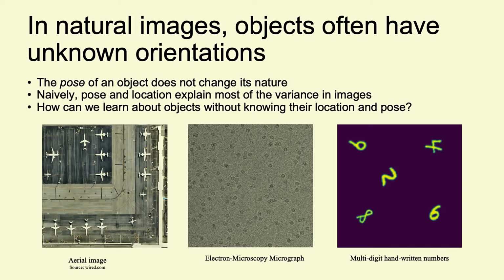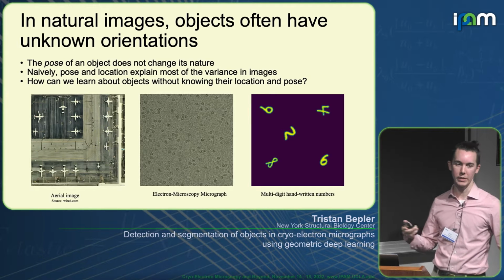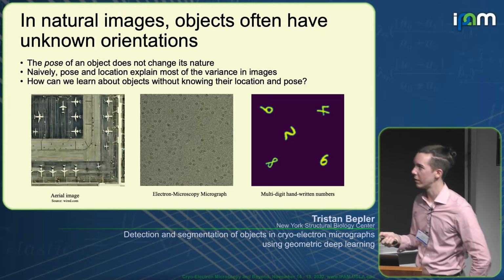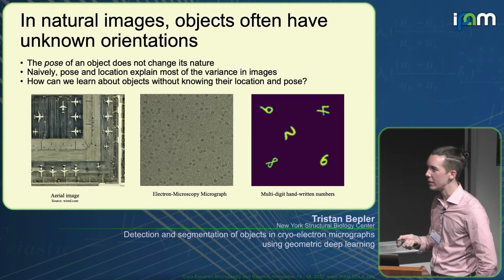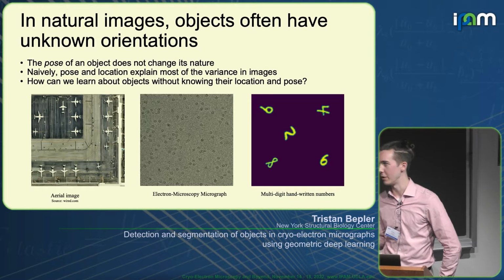In natural images, objects often have unknown orientations. This isn't only a problem in cryo-EM. In general, we tend to think about pose as not being an intrinsic property of an object. It doesn't change its nature. If you have a protein structure, who cares how it's oriented in space? It's the same protein, it's in the same structure, and that's what matters. So we tend to view pose as a nuisance variable that doesn't matter for our understanding of the underlying object. However, in any kind of naive analysis, pose often explains much more of the variance in images than content does.